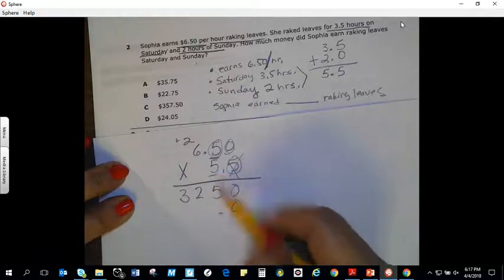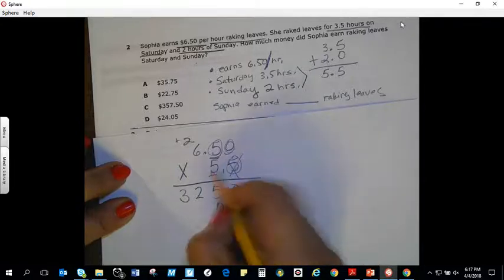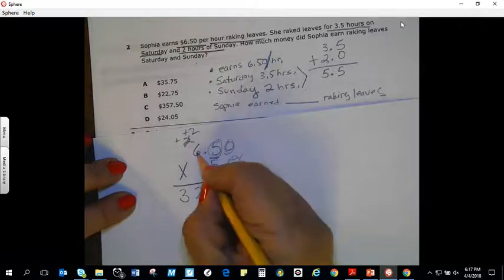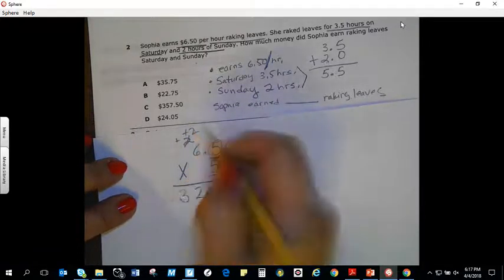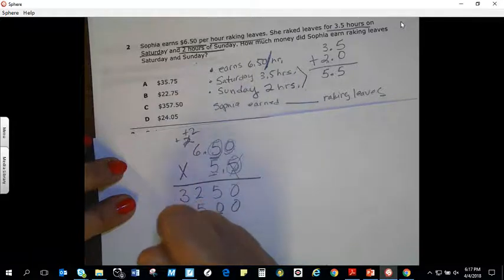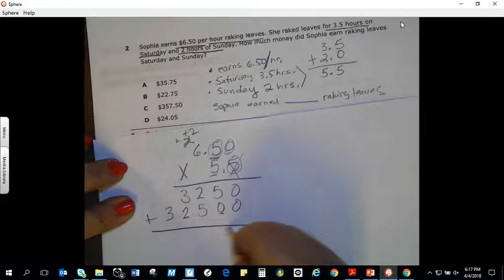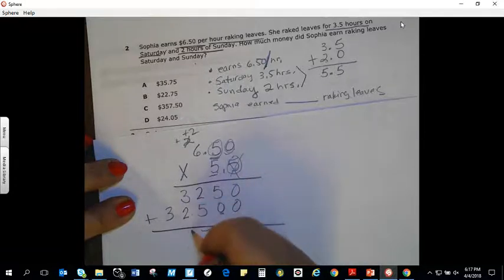See how I'm coming straight down? So 5 times 0 is 0. 5 times 5 is 25. Carry my 2. 5 times 6 is 30 plus 2 is 32. Now I'm going to add these up. At 0, that's 5, that's 7, that's 5, and that's 3.